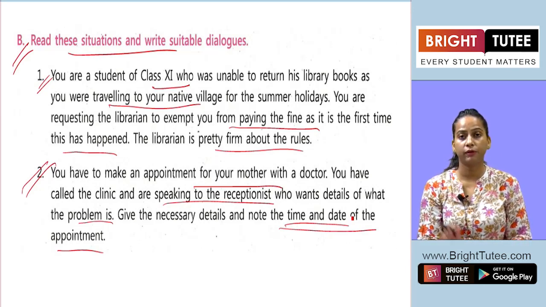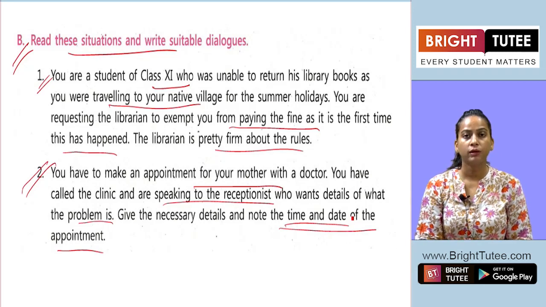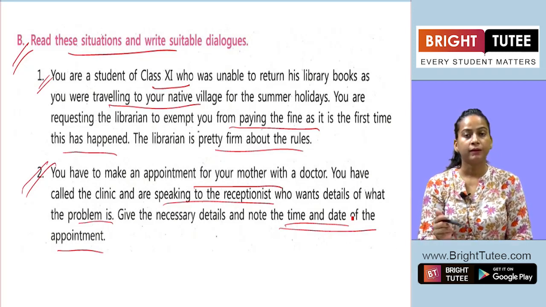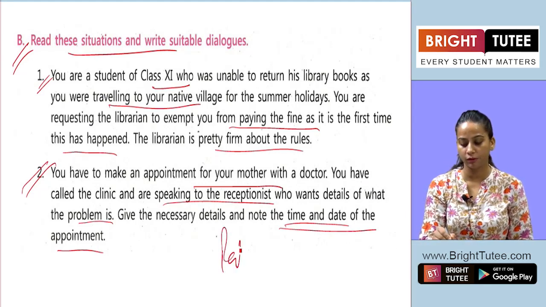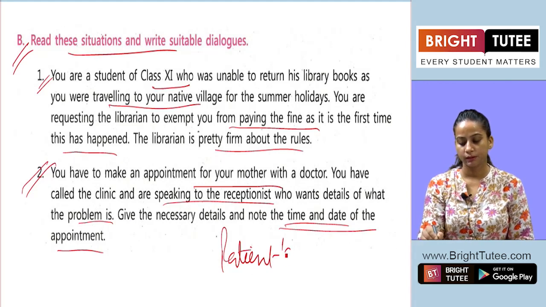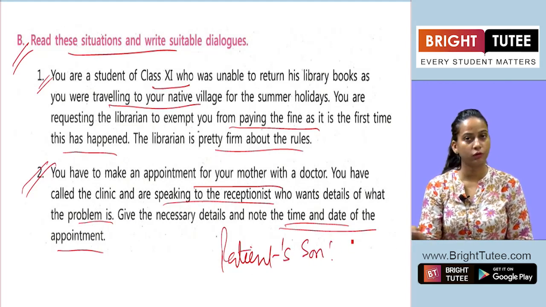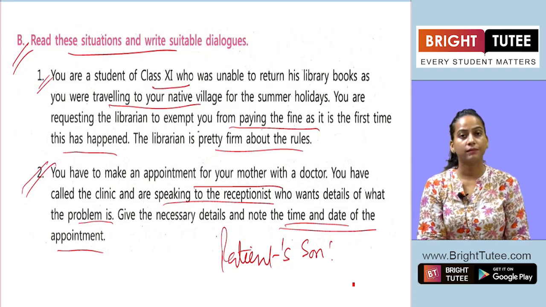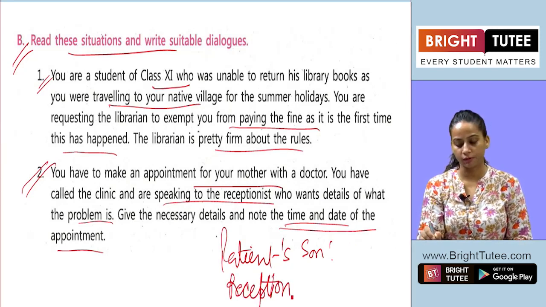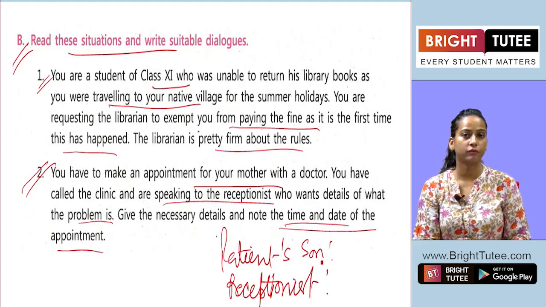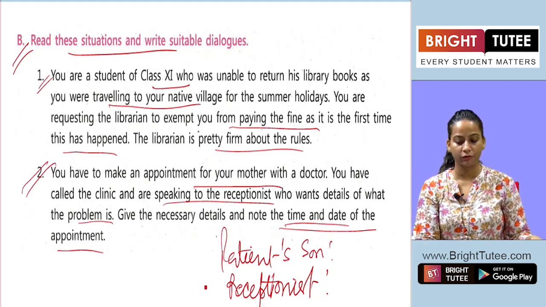So here, if we are talking about the conversation, you have to show it between two people. The first one, you can mention the son of the patient, or you can mention patient's son. The second person is going to be your receptionist. Clear? So this conversation you have to show between these two.